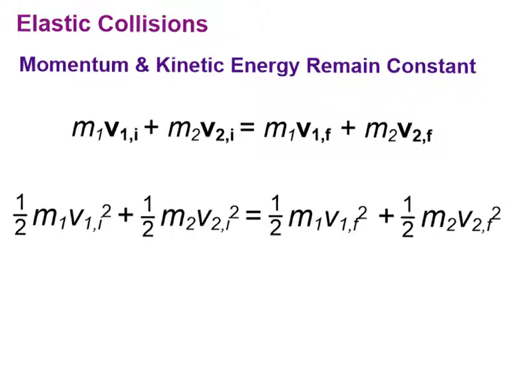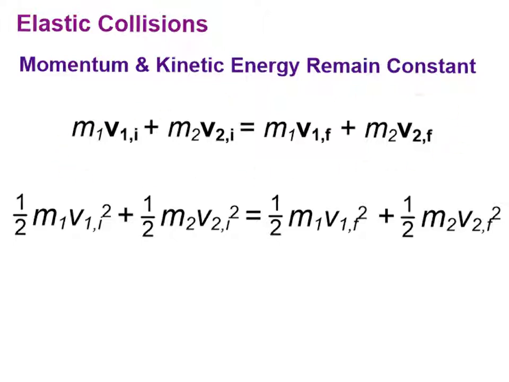Now let's take a look at elastic collisions. For elastic collisions, two objects collide and return to their original shapes with no change in total kinetic energy. After the collision, the two objects move separately. For elastic collisions, momentum and kinetic energy remain constant. So the total momentum and the total kinetic energy will remain the same in elastic collisions.